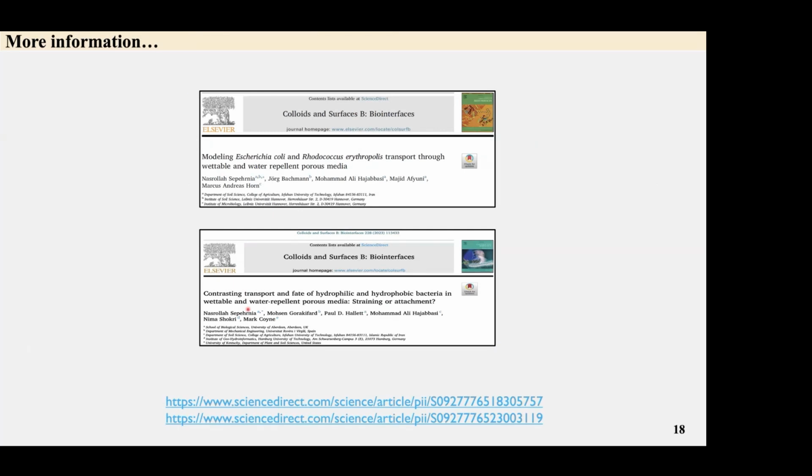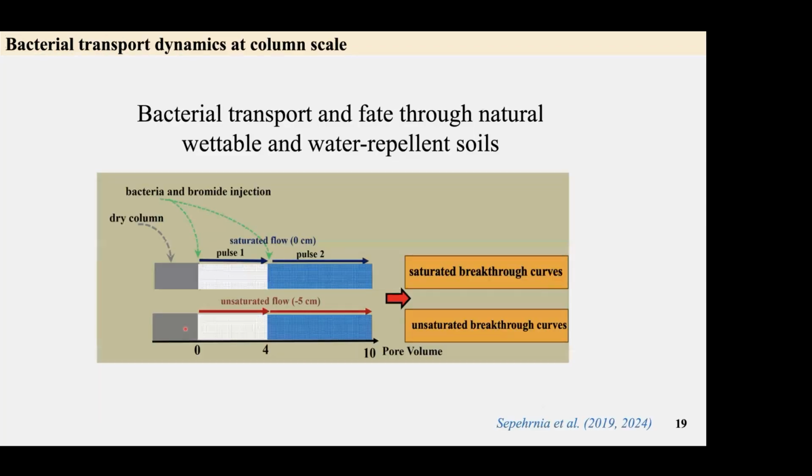The results of these data are published in 2 papers, and the links are also provided here, so you can get more information about these studies in more detail. Another aspect of this idea was to generalize and extend it to natural soil. Was it true that we can get the same results and the same trend for bacterial behavior and transport when we use natural soil, I mean wettable and water-repellent soil, or not?